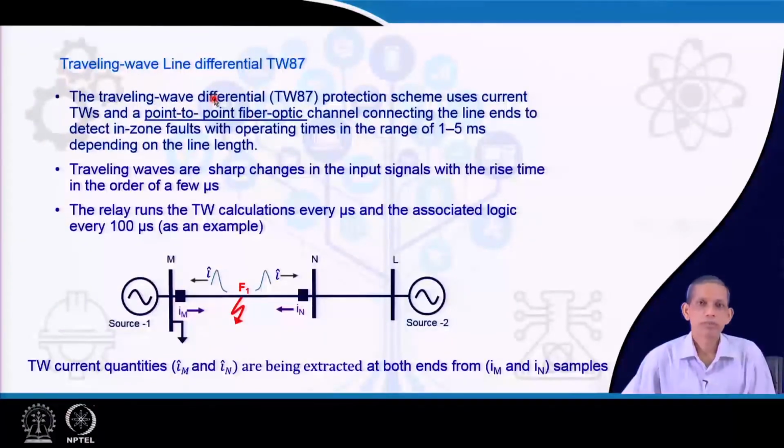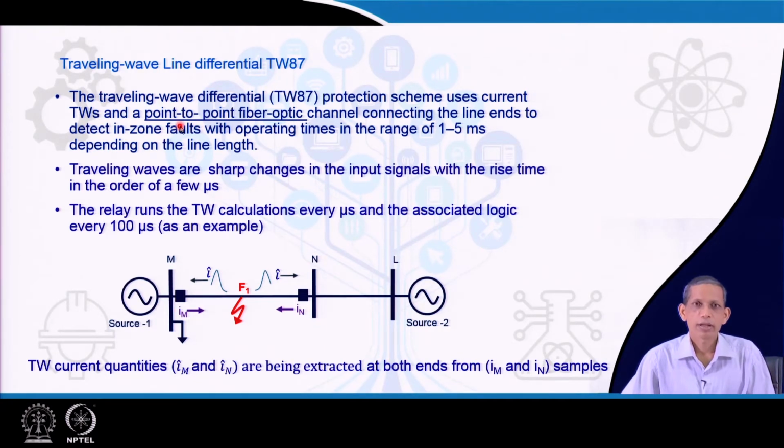Now, let us come to the applications of travelling wave line differential, TW87. For conventional line differential, we have seen how both the end currents can be used, in both the sample domain as well as the phasor domain. Similarly, here we will see how current based travelling waves can be used for the differential principle for protection. As already mentioned, such a travelling wave based approach gives high speed protection.